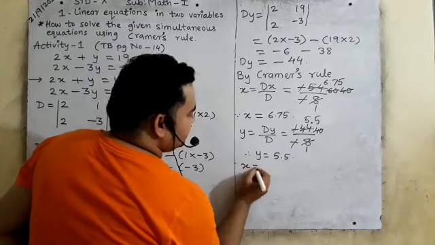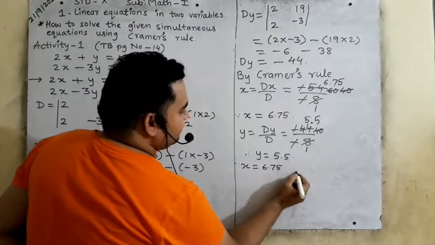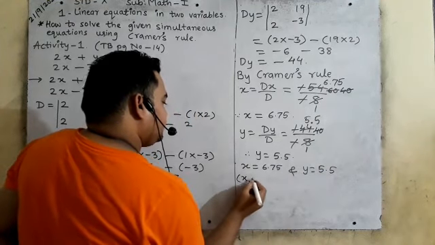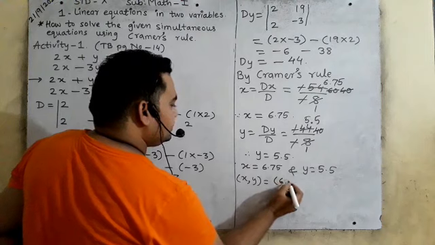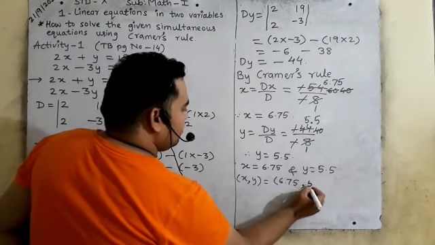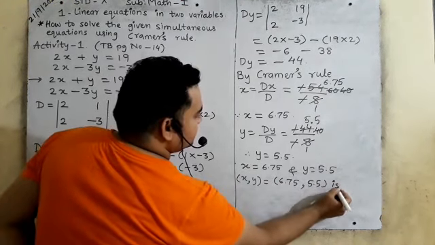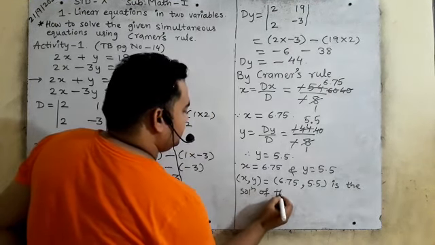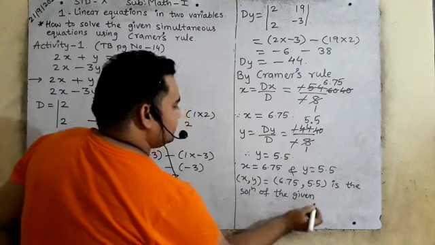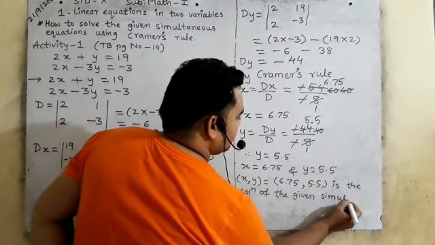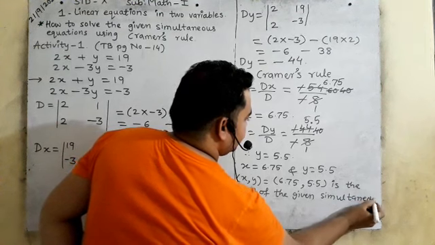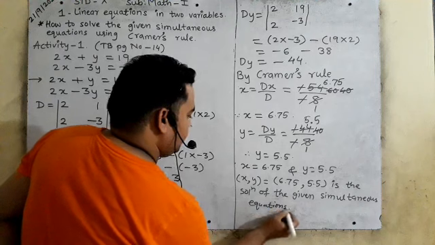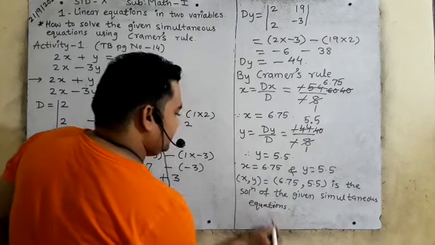Now we will write x is equal to 6.75 and y is equal to 5.5. At last you will write (x, y) is equal to (6.75, 5.5), which is the solution of the given simultaneous equations. Is it clear? Given simultaneous equations.